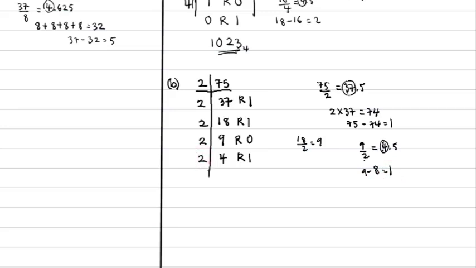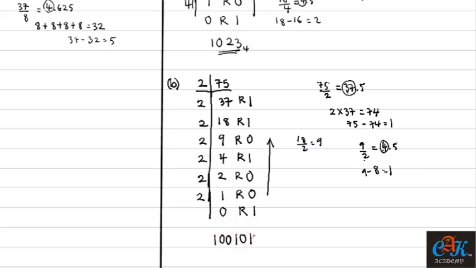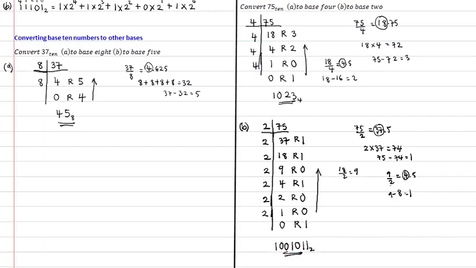So again, 4 divided by 2 is 2, remainder 0. So 2 again, 2 divided by 2 will give us 1 without remainder again, so 0. So lastly, 1 divided by 2 is lower, which gives us 0, remainder this same 1. So our final answer, taking it from down to up, will give us 1 0 0 1 0 1 base 2. Okay, so that's it for this part.